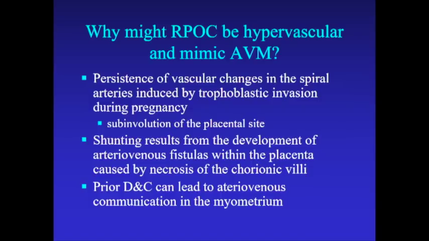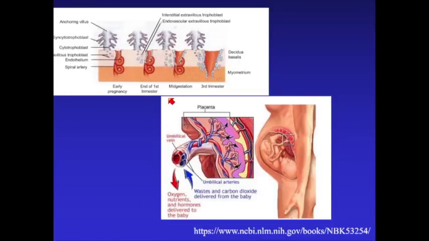So why might retained products be hypervascular and mimic an AVM? Well, again, it's because of the persistence of those vascular changes in the spiral arteries that are induced by the trophoblastic invasion during pregnancy. And then you get shunting from the development of AV fistulas within the placenta that are caused by necrosis of the chorionic villi. And another problem that you can have is that prior D&C can actually lead to some of these AV communications in the myometrium. So here's a drawing from the NCBI website showing in early pregnancy the spiral arteries, by the end of the first trimester showing how they might grow, and by the third trimester how very, very large these are.